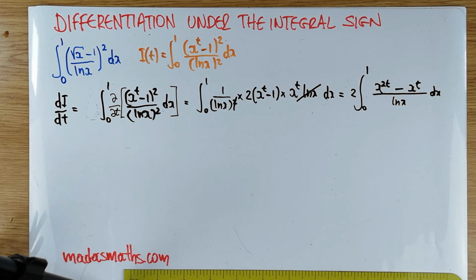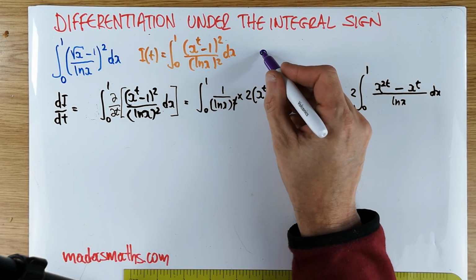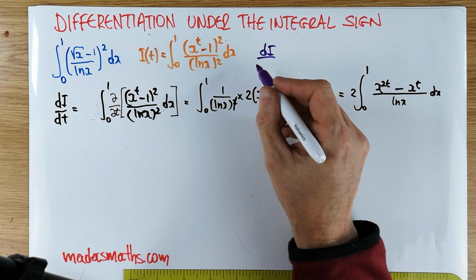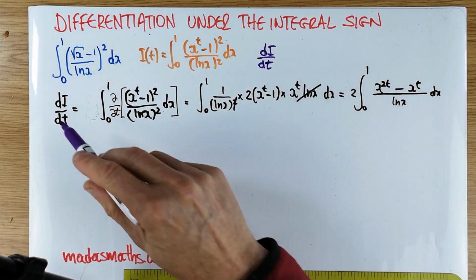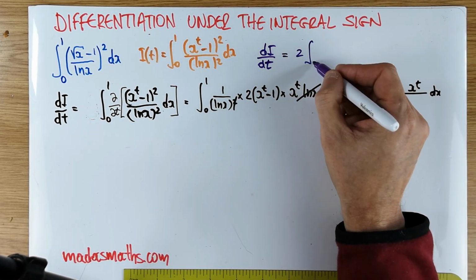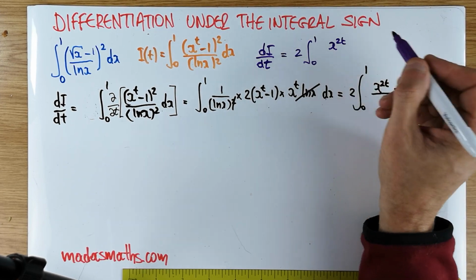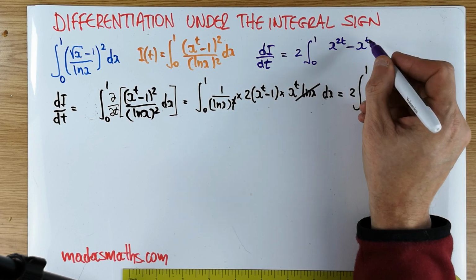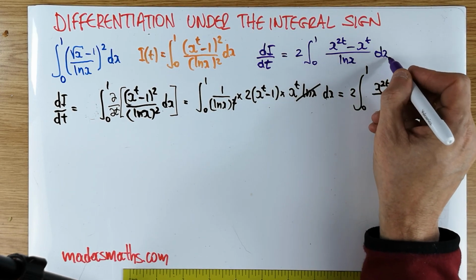Okay, let's write that somewhere, because of course we're going to need it at some stage, so I have it for reference. I need to keep clearing the board, so I do apologize. We need to be very sensible with the use of space today. dI by dt, this bit here, is equal to 2 lots of the integral from 0 to 1 of x to the 2t minus x to the t, the whole thing over the log of x dx.